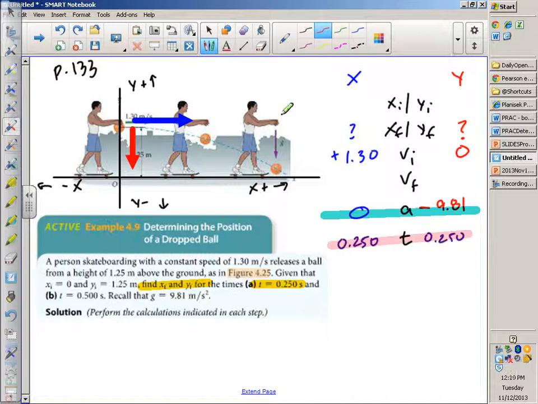Okay? In this problem, if the guy is holding it and he is traveling horizontally, he was already skateboarding. So that, let it go. He's moving, right? It says a person skateboarding with a constant speed, right? But if it's going in this direction, it's not doing anything vertically. And that's why the initial velocity on the y-axis is 0. When you instantly let it go, isn't gravity instantly going to be affecting it? Yes.